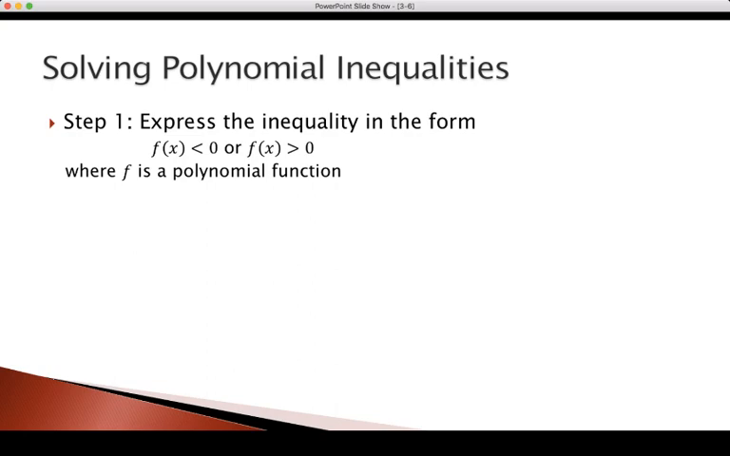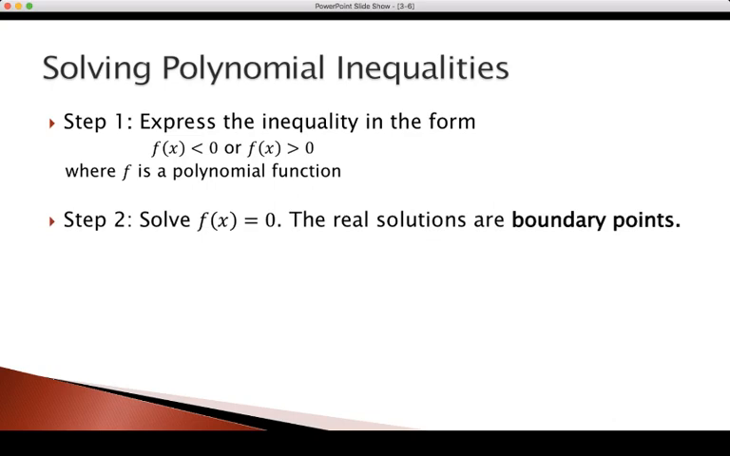Step 1. Express the inequality in the form f of x is less than 0 or f of x is greater than 0, where f is a polynomial function. The reason we have this step is because your problem may not start off in this form. It might take the form of f of x is less than 5 or greater than negative 6, and then we need to rewrite this expression to get it in this form. Now notice that we have just listed less than or greater than. This also applies to less than or equal to and greater than or equal to.